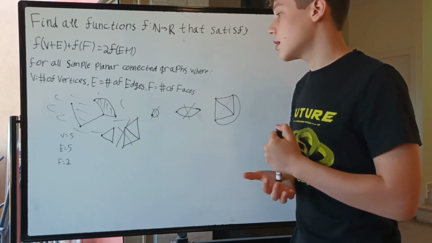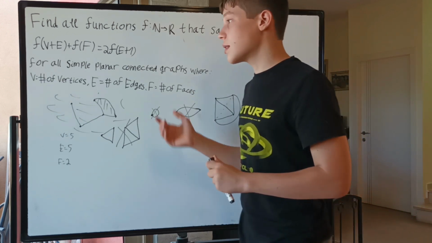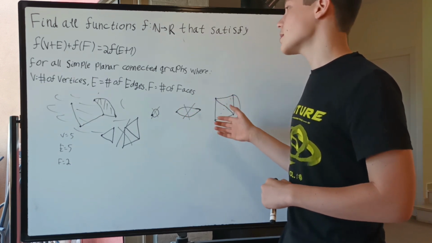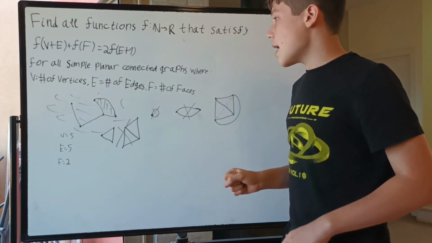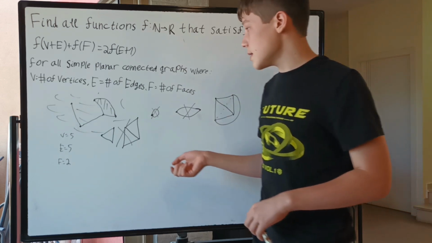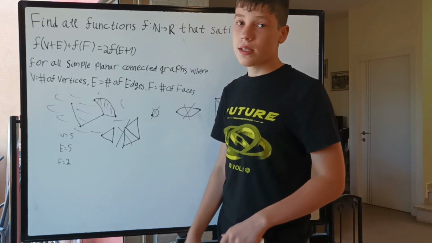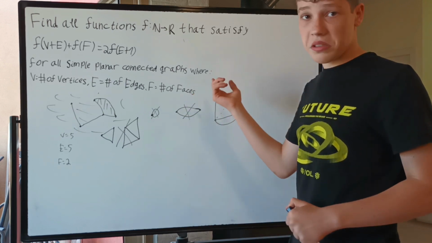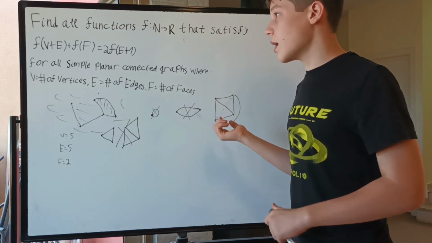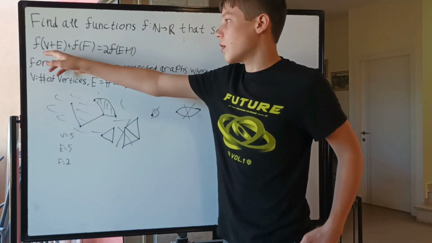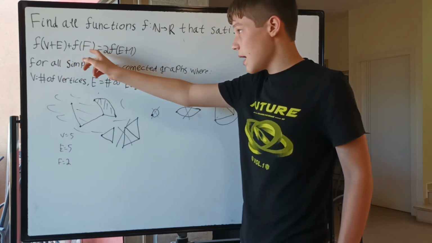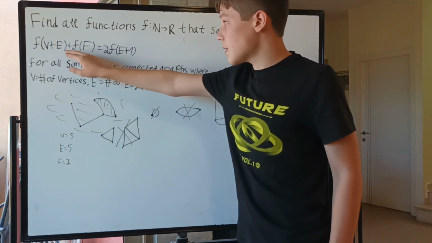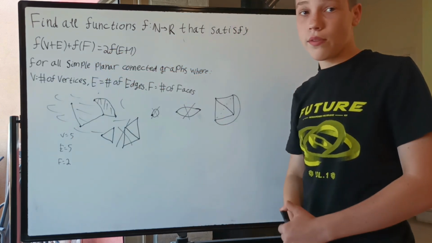Now, this is what the functional equation is telling us. Take any simple planar connected graph, like this one, and let V be its number of vertices, E its number of edges, and F its number of faces. In this case, we'd have 5, 5, 2. Find all the functions such that for any simple planar connected graph, we have f(V plus E) plus f(F) is 2f(E plus 1). So in this case, we would have f(10) plus f(2) is 2f(6).